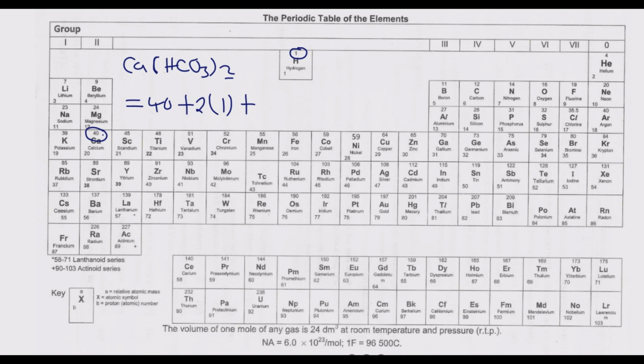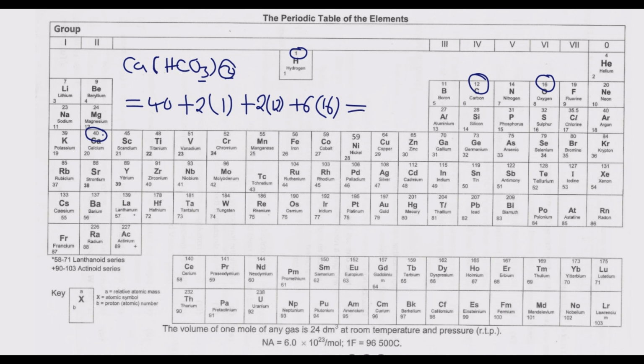Then plus, we come to the next, which is carbon. So we check for carbon. Carbon is 12. How many carbons are here? There are 2, so it will be 2 multiplied by 12. Then plus, we do the same for oxygen. There are 3 multiplied by 2, which is 6, so it will be 6 multiplied by the mass number of oxygen, which is 16. Then we can use our calculator and add this.